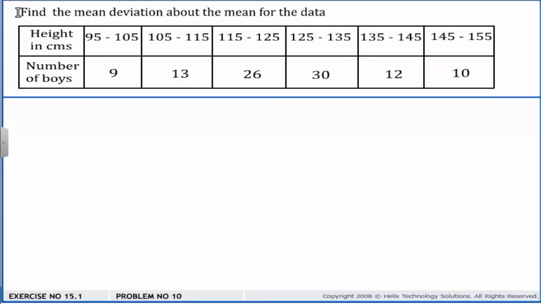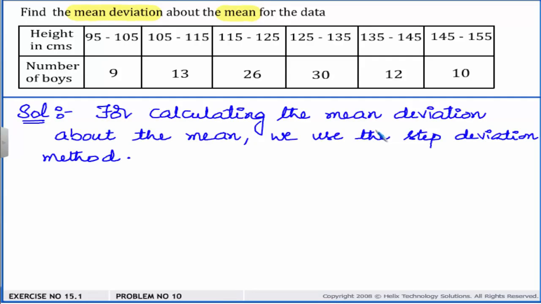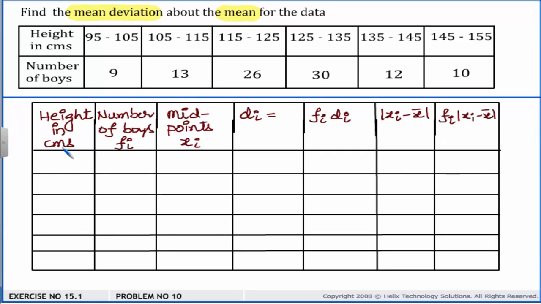In this question, you need to find out the mean deviation about the mean for the following data. Let's see how we shall proceed with the solution. For calculating the mean deviation about the mean, we use the step deviation method. Here is a tabular form. In the first column we have height in centimeters. In the second column we have number of boys. In the third column we have midpoints. And this is the given data.